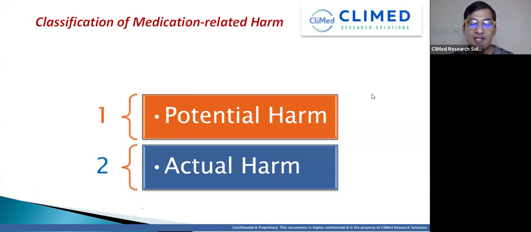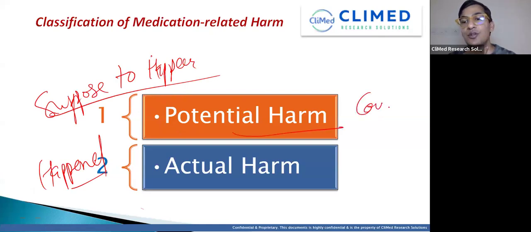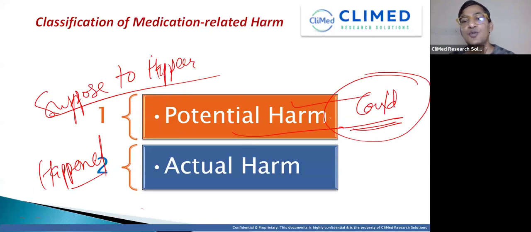Yes, what is potential harm? What is actual harm? Actual harm means it has already happened. Potential harm means it was supposed to happen, it could cause the harm. Could is for potential, and done is for actual. It has done. It is done.